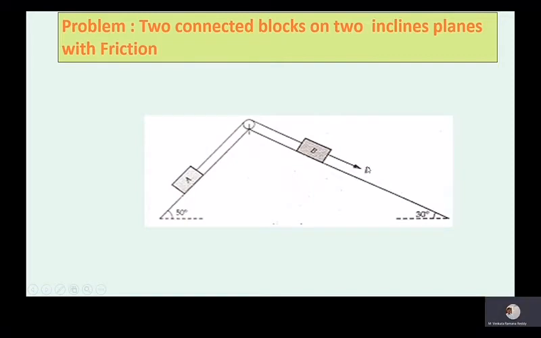P is the applied force. Because of this P, these two blocks are to be traveled in this direction. Block A and block B are connected with a cord, and this cord passes over a frictionless pulley. This is the cord and this is the pulley.